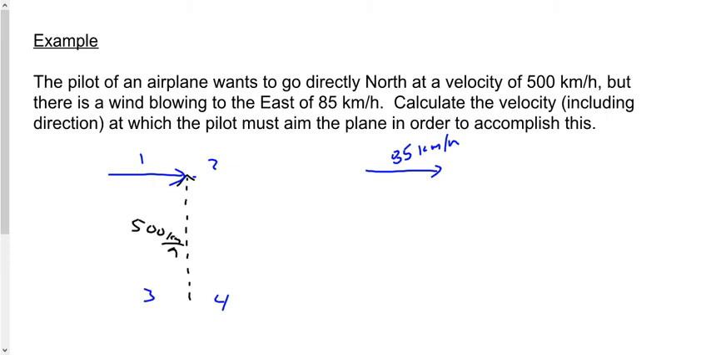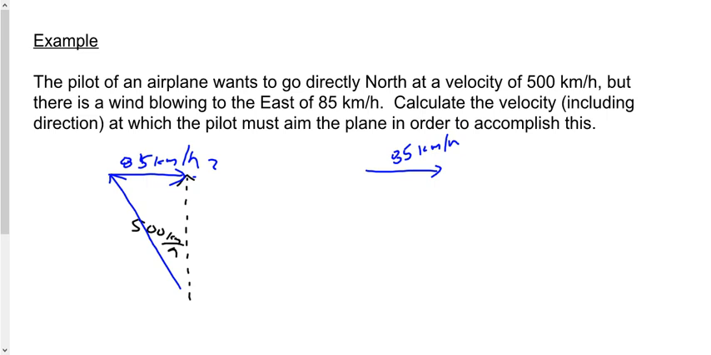Let's label that as 85 kilometers per hour. And let's draw my other vector right here as the vector that I need to aim at. My other solid line vector, the one that contributes to my resultant vector. Now, look at what we've got up here. Still got a right angle triangle, right? That's good, because that's what I want.